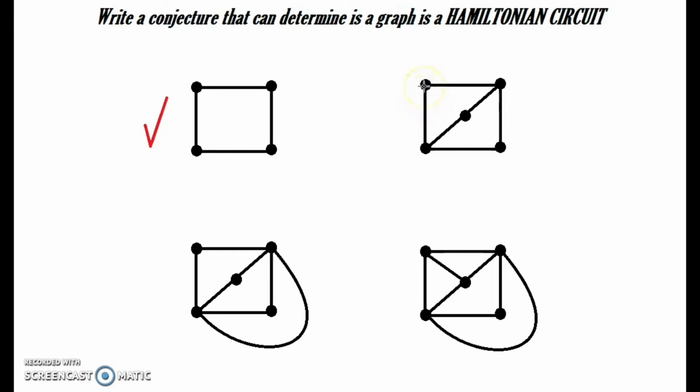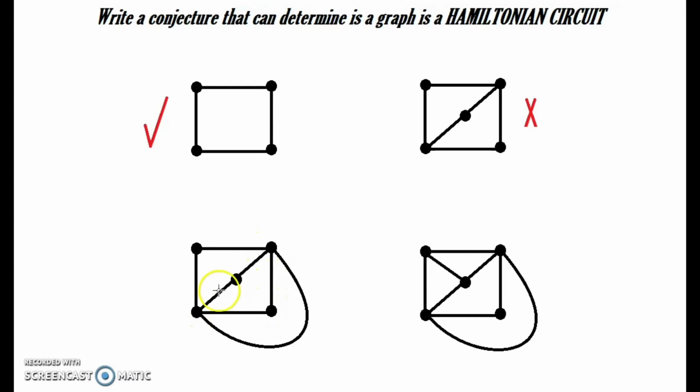When we look at the next graph, no matter how we go around this graph, we cannot begin and end at the same vertex without missing a vertex or without going to a vertex more than once. We can, however, go to each vertex exactly once. We just can't begin and end at the same spot. This is a Hamiltonian path.